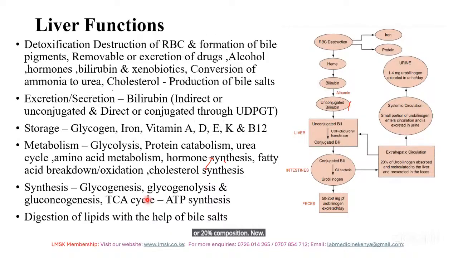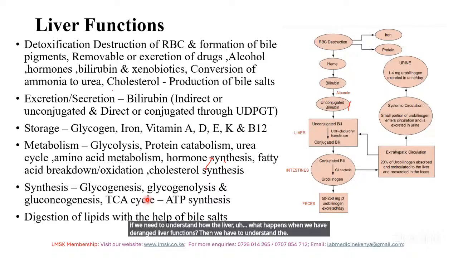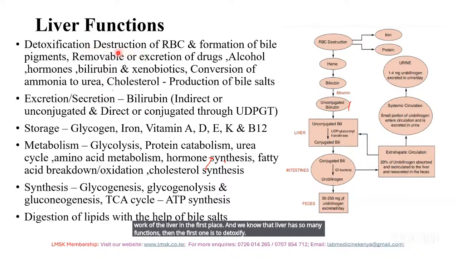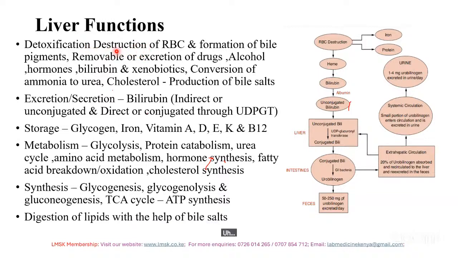Now, liver functions. If we need to understand what happens when we have deranged liver functions, then we have to understand the work of the liver in the first place. And we know that the liver has so many functions. The first one is to detoxify the blood, destruction of RBCs and formation of bile pigments, excretion of drugs, alcohol, hormones, bilirubin, antibiotics, and conversion of ammonia to urea, then cholesterol into bile salts, which help in digestion.